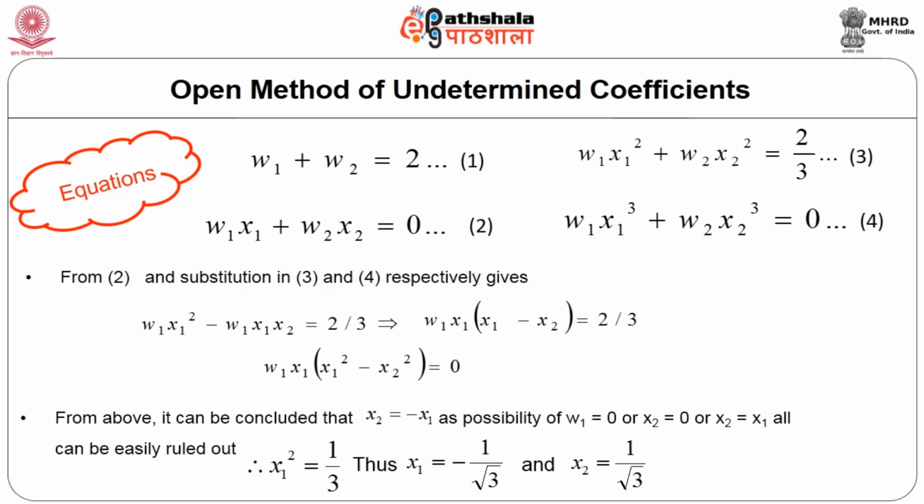Now, let us substitute in the third equation, W1, W2 is 1. So, x1 square plus x2 square is 2 by 3, and x2 square is the same as x1 square. So, 2 x1 square is 2 by 3, giving us x1 square is 1 by 3. So, x1 is minus 1 by root 3, and x2 becomes 1 by root 3.